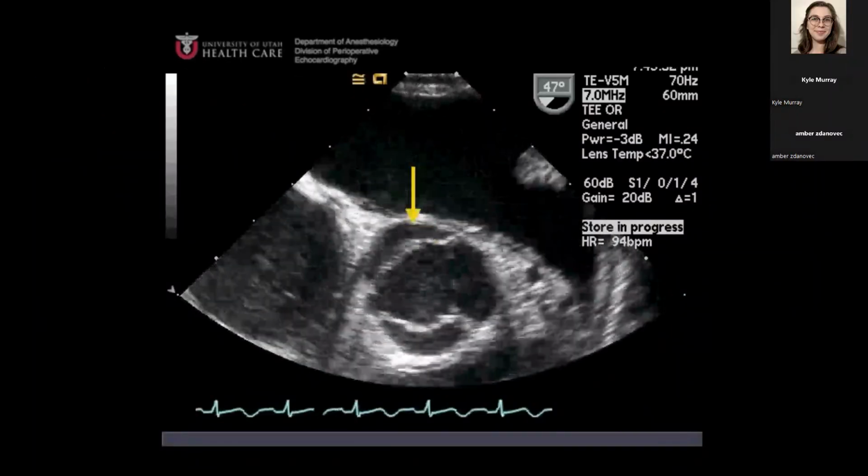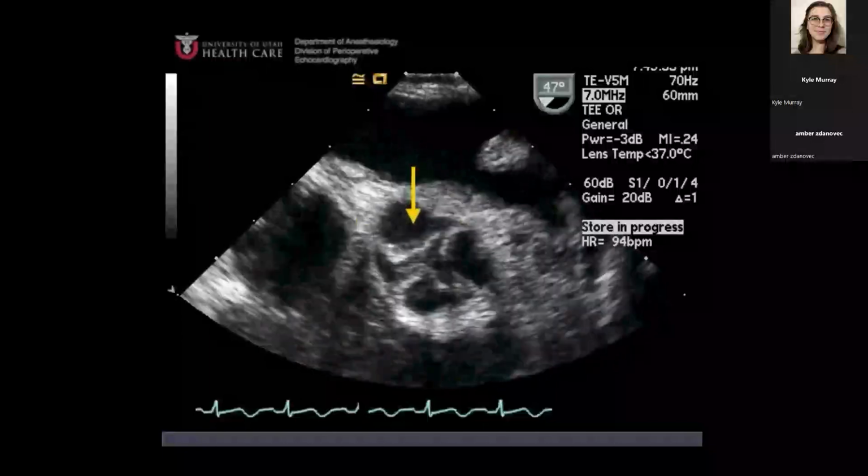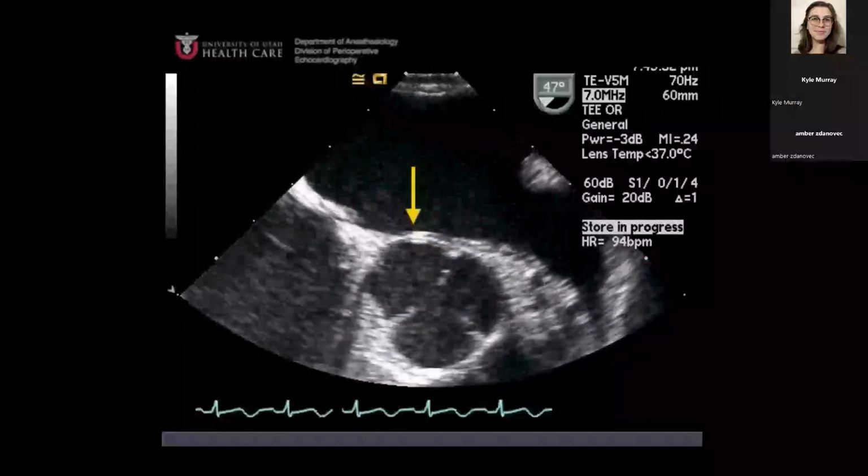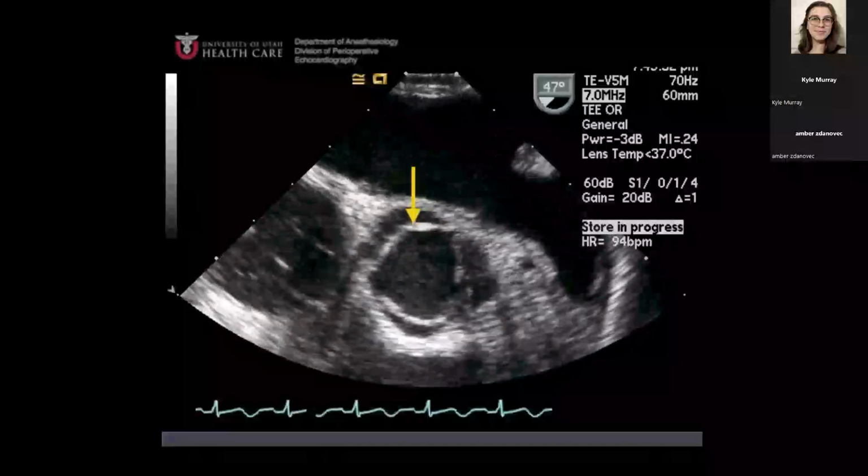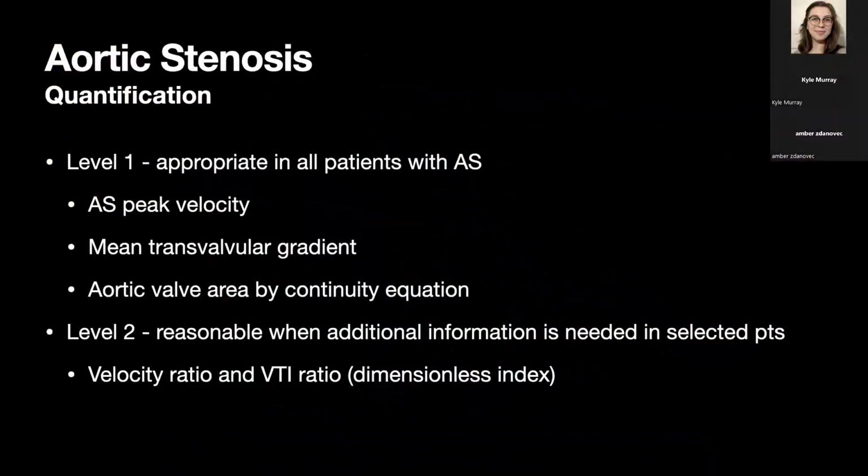All right, and I think this is the last one. What leaflet is this, or what cusp is this? Only one we haven't mentioned yet. Non-coronary. All right.